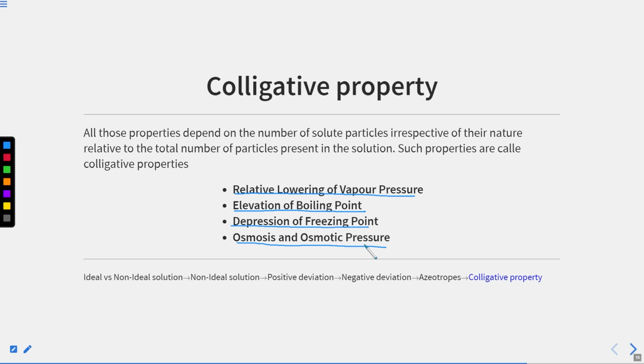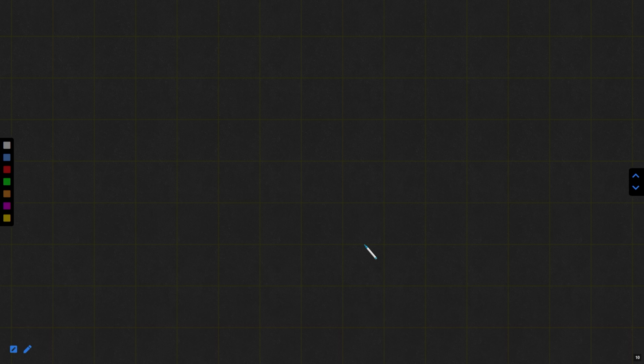So if I summarize our class for today, we have studied ideal and non-ideal solutions, then moved to positive and negative deviation, seen the azeotropes, and seen colligative properties. If I talk about ideal and non-ideal solutions one more time, for an ideal solution the enthalpy change is 0, the entropy change is positive, the volume change is 0, and the intermolecular forces, IF, are negligible.